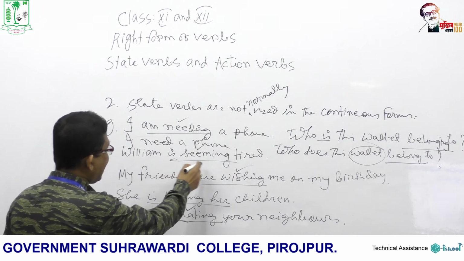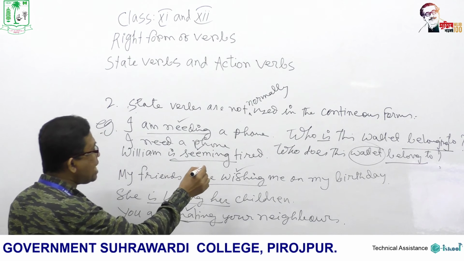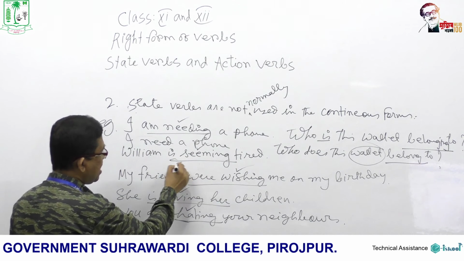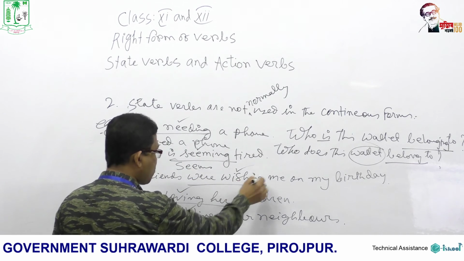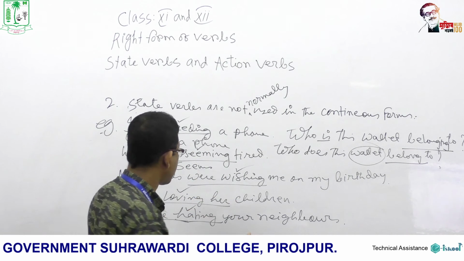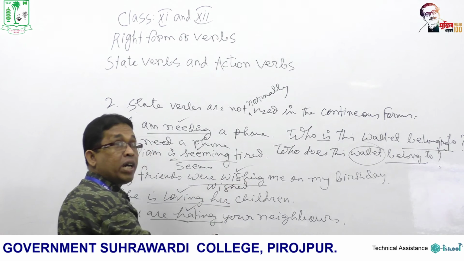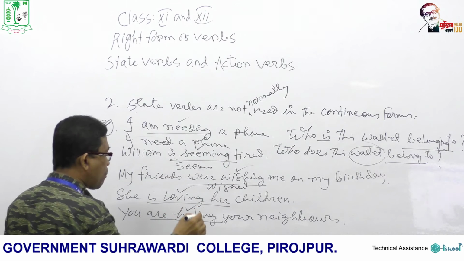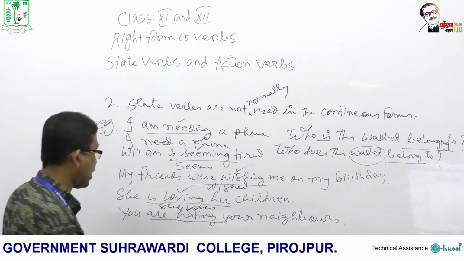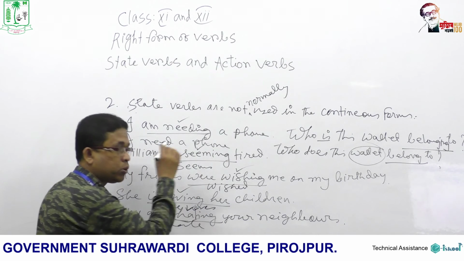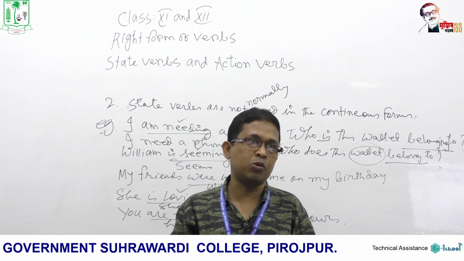Anyway, William is seeming tired. This is not correct. Seem is a state verb and William seems tired. My friends were wishing me, not were. This is in past continuous form. We should not use state verbs in continuous forms. My friends wished me, in simple past, on my birthday. She is loving her children. No, she loves her children. You are hating your neighbors. This is wrong. You hate your neighbors. So, state verbs are not normally used in continuous forms.